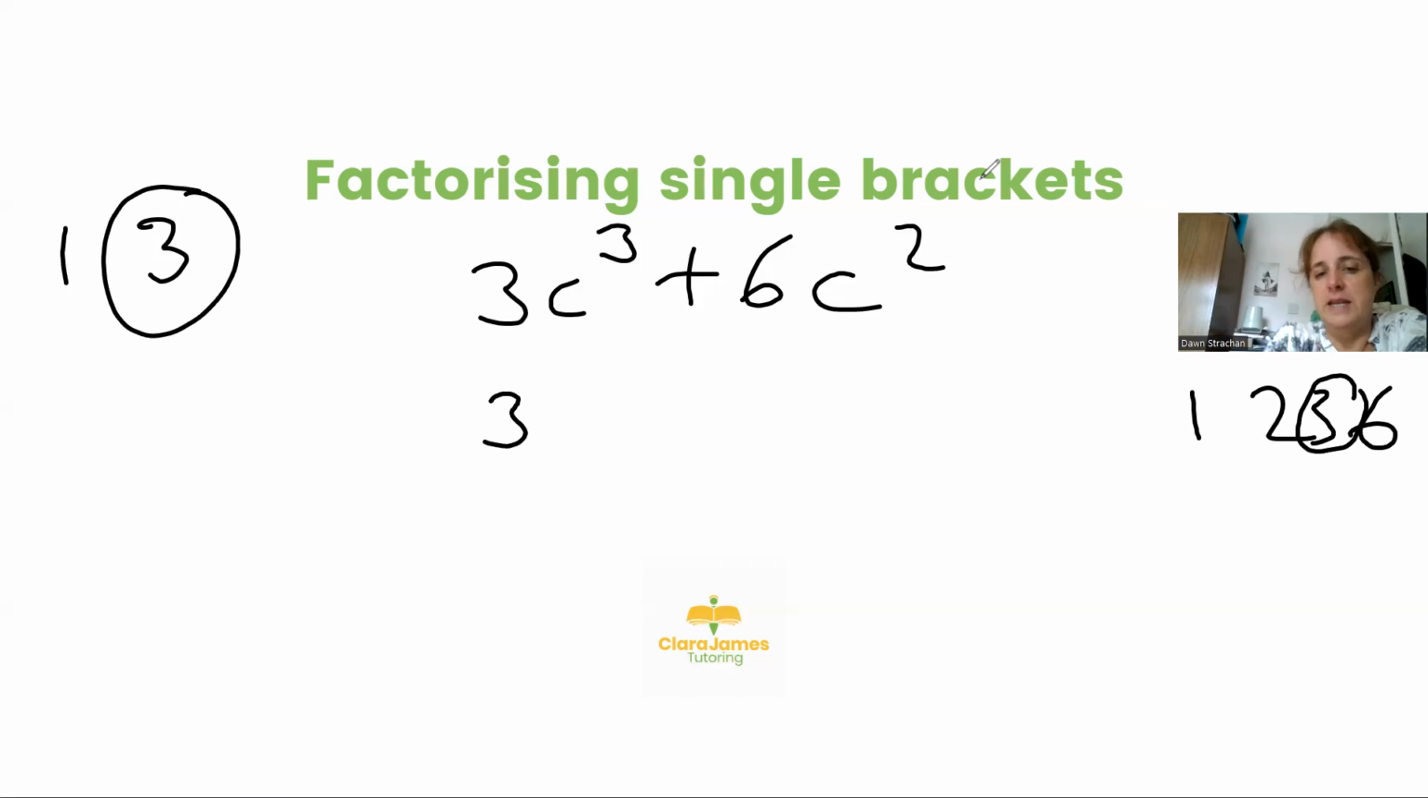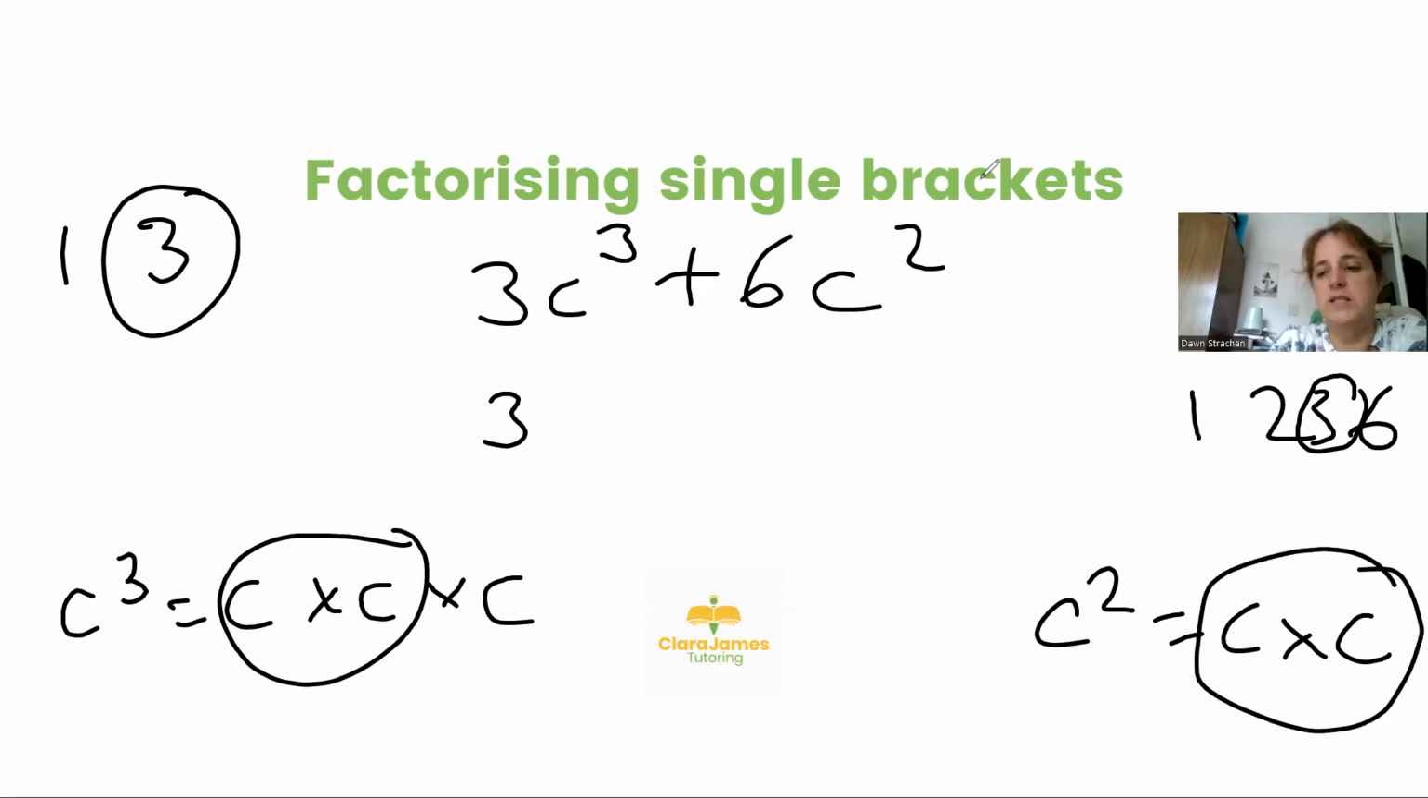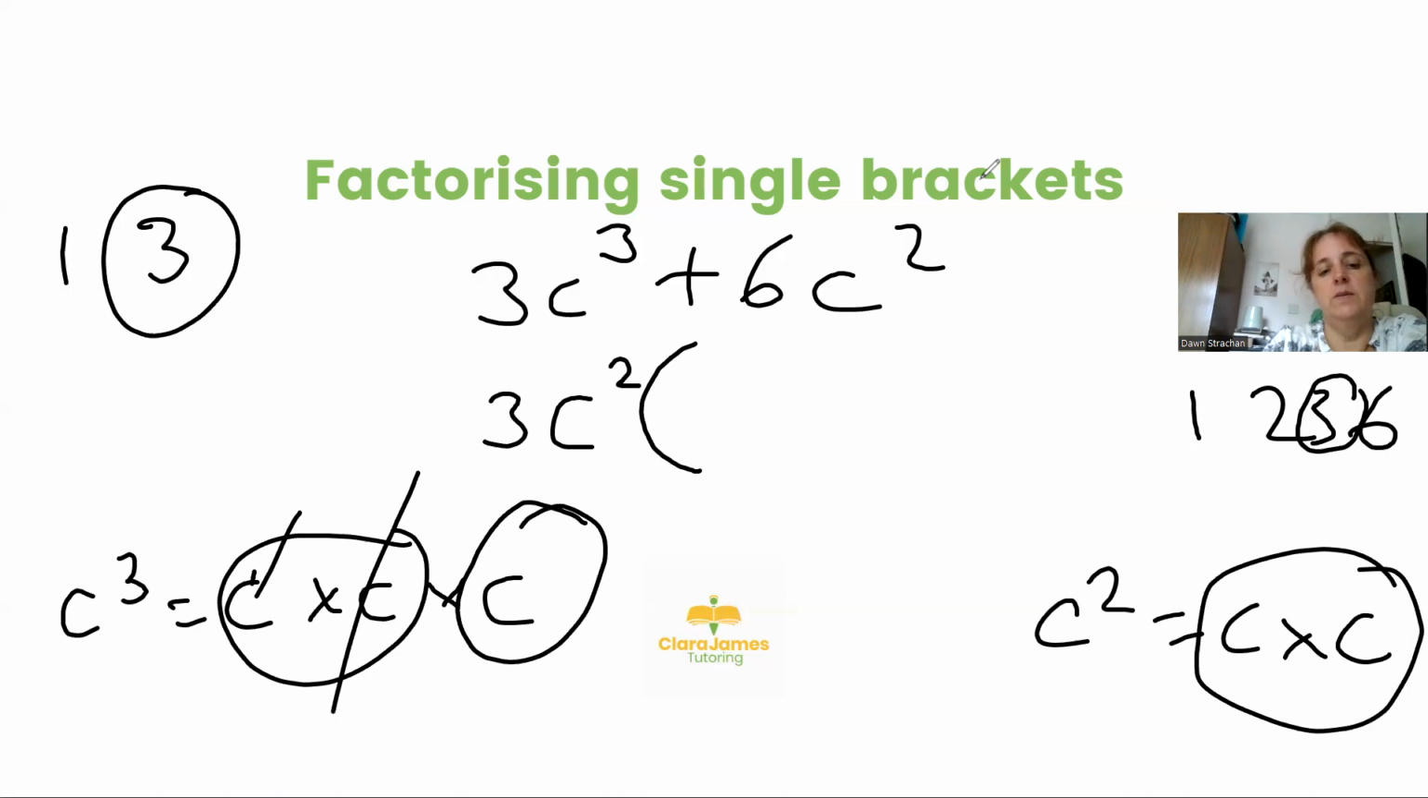C cubed is made up of C times C times C, and C squared is made up of C times C. So they've both got this bit in common, so we're going to put C squared on the outside, okay? And then we'll open our brackets. So we've already done 3 divided by 3 is 1, so we don't need to worry about that. You don't need to write a 1 if it's going to be followed by something else. We've already used this piece, but we've still got this piece left to go. Okay, so we'll pop a C in because C squared times C gives us C cubed.